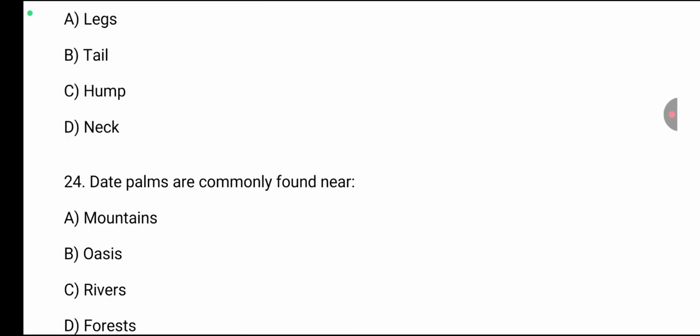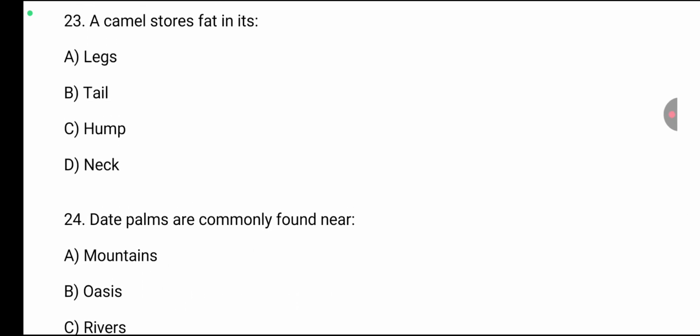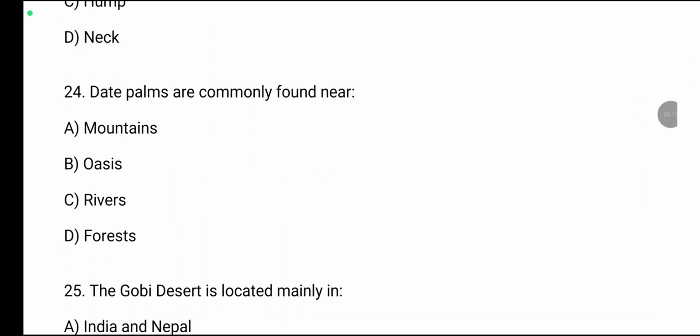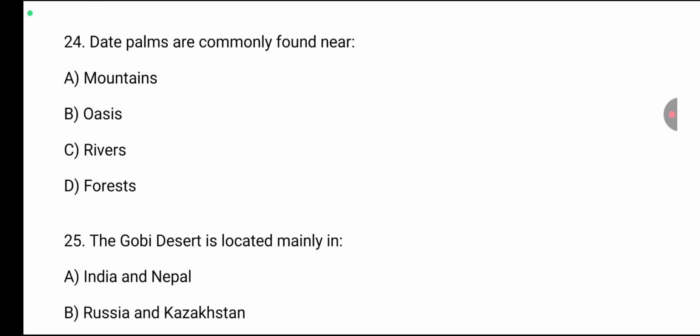Now moving on to question number 23. A camel stores fat in its leg, tail, hump, neck. That is C. It is the hump. The answer will be hump. Okay. Now moving on to question number 25. Date plants are commonly found near mountains, oases, river, forest. It will be oases.